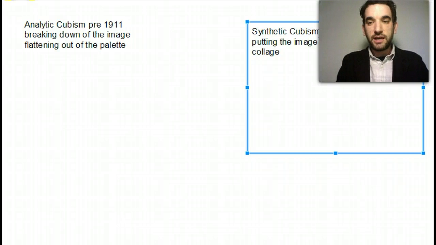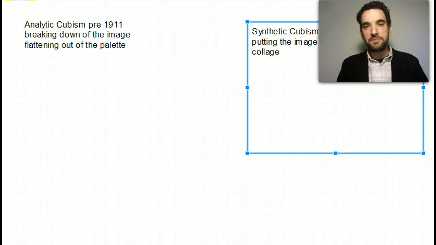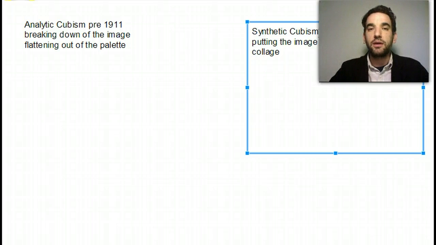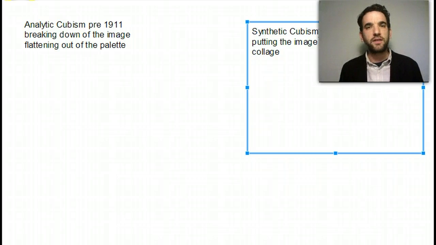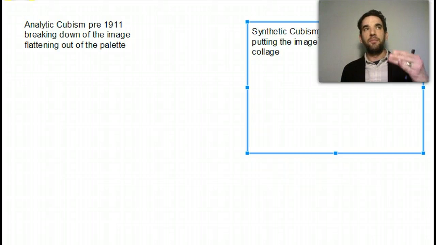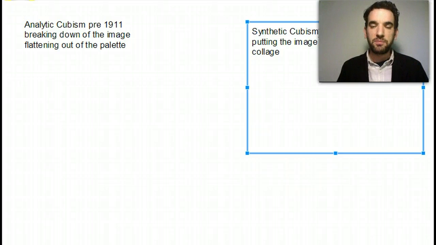Synthetic Cubism is 1911 to roughly 1914. It actually stops a little bit before then. Georges Braque and Pablo Picasso, their working relationship fell apart, especially in the build-up to the First World War. And I'm going to talk all about the war later on. It's an incredibly important event, and it's a kind of warfare that we don't understand. It's a kind of nationalist pride that we understand, but not in the same way that Europeans were thinking about it in 1914.